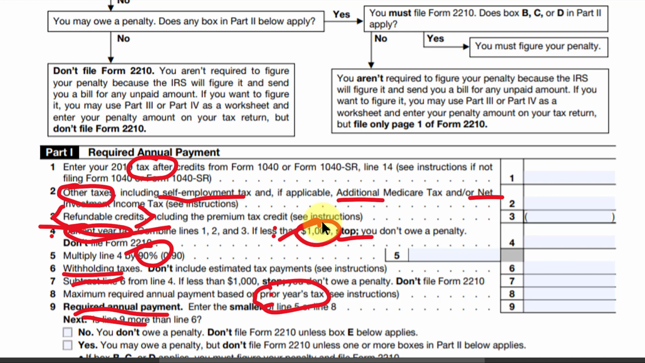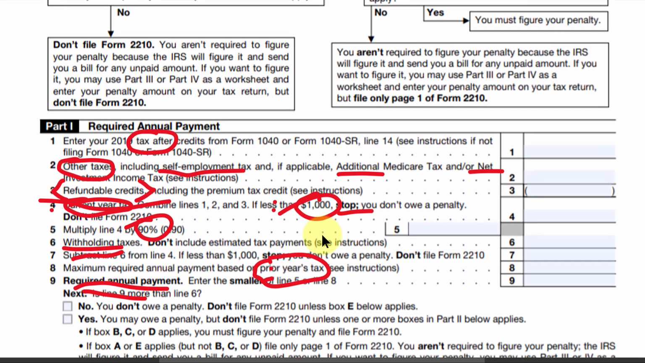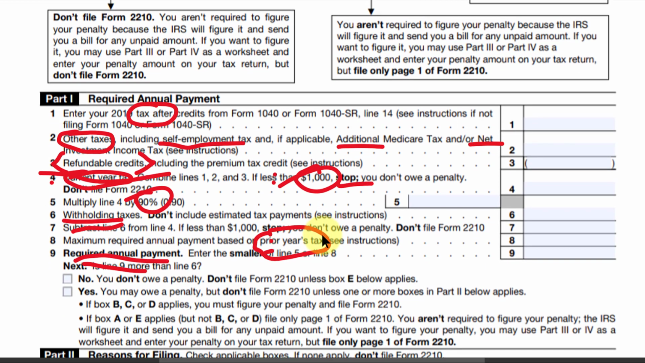But keep in mind again, if your AGI last year was 150,000 or more, then that prior year tax should be 110%, not 100%. And if you want to use other exceptions like that annualized income, then you have to keep on going to other sheets in this Form 2210.